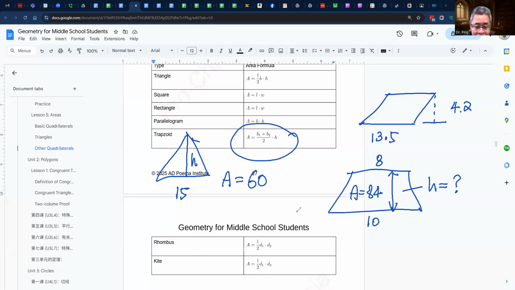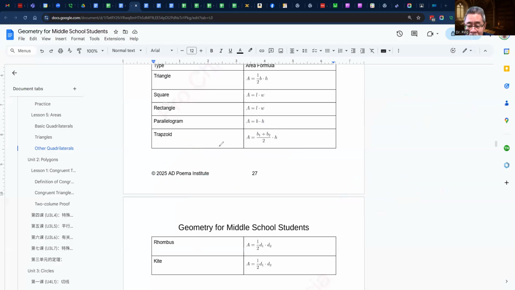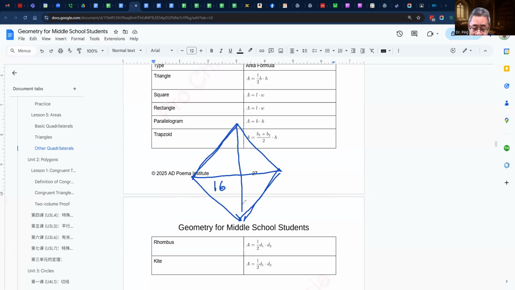Okay, so let's work on rhombus. In a rhombus, all four sides are the same length, but the internal angles are not 90 degrees. Okay, we got this rhombus. We have diagonals. One is 16 and the other is 12. We're going to find the area.